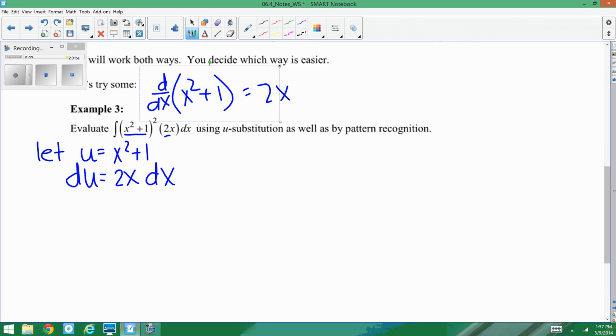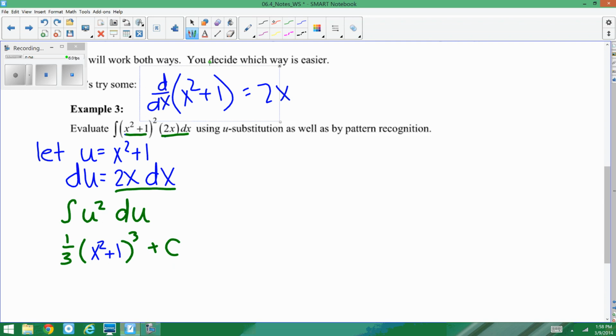Now I can rewrite my integral, because instead of writing 2x dx, I could just write du. And instead of writing x squared plus 1 quantity squared, I could just write u squared. So now my integral changed to the integral of u squared du, and that's something that's really easy to take the antiderivative of. That would be using that power rule, 1/3 times u cubed, plus c. But instead of writing u now, the last thing that you go back and do is replace what you originally let u be. So there you go.